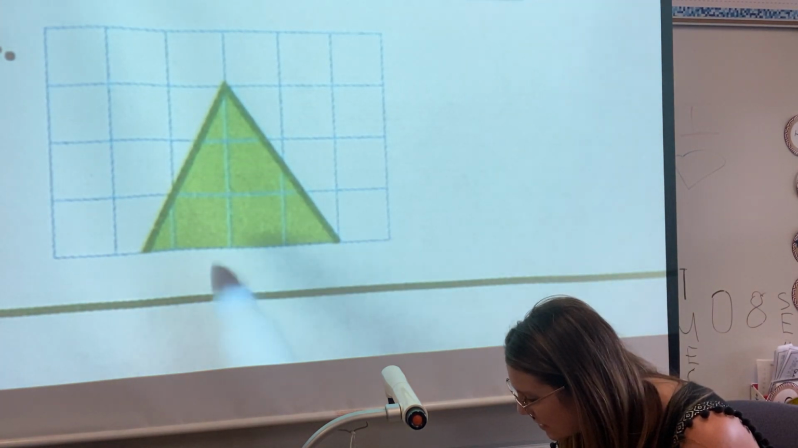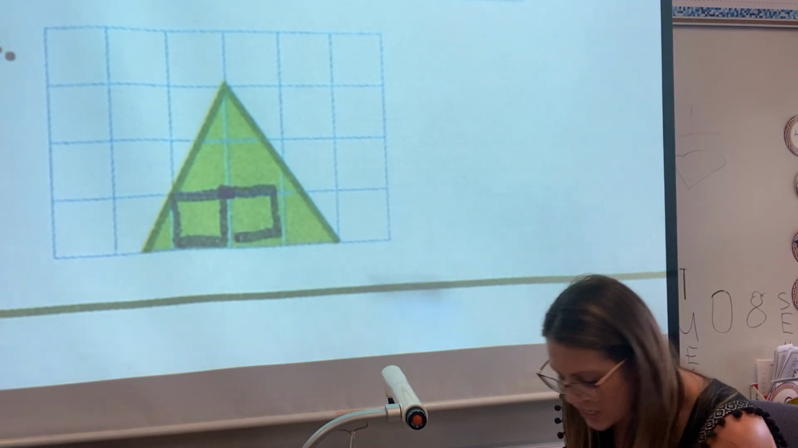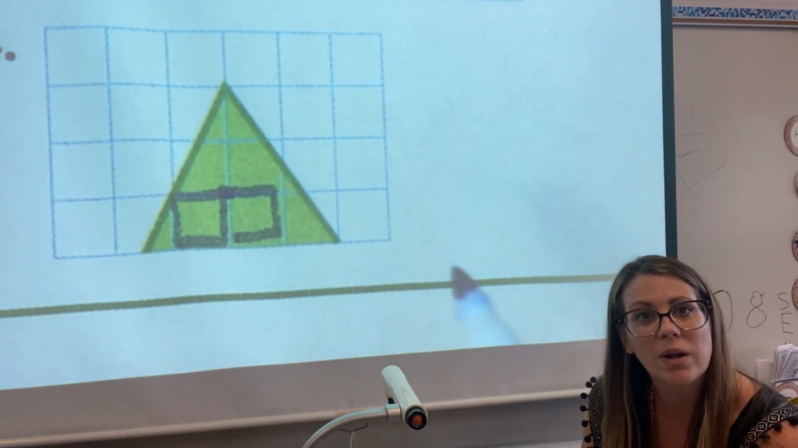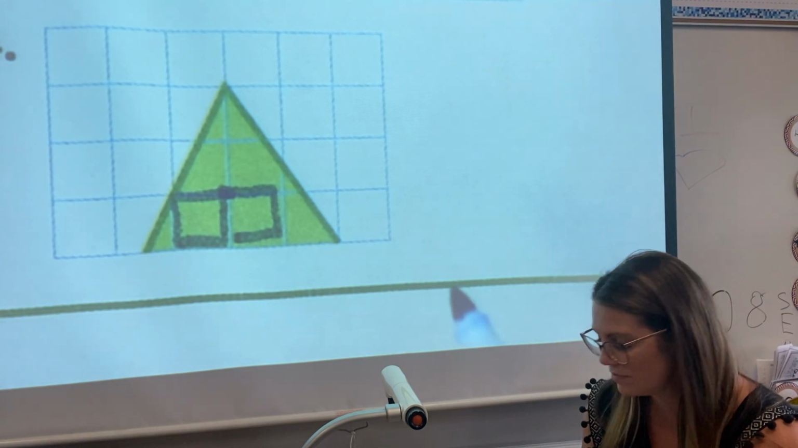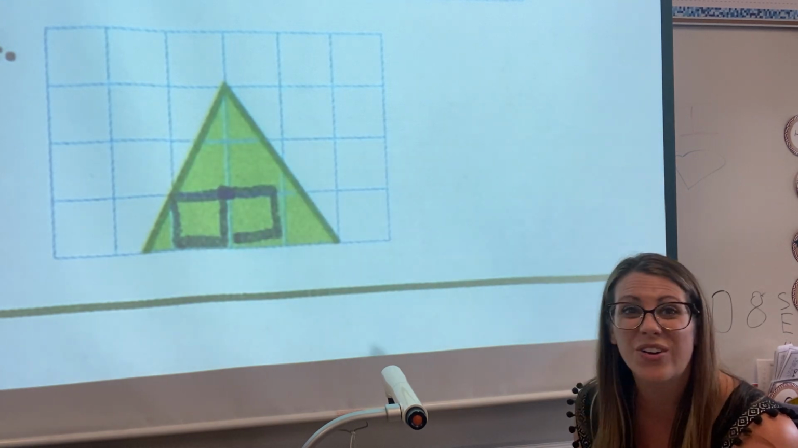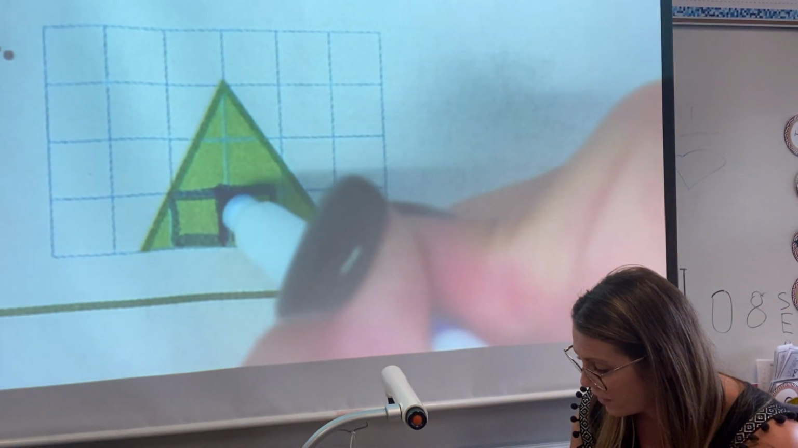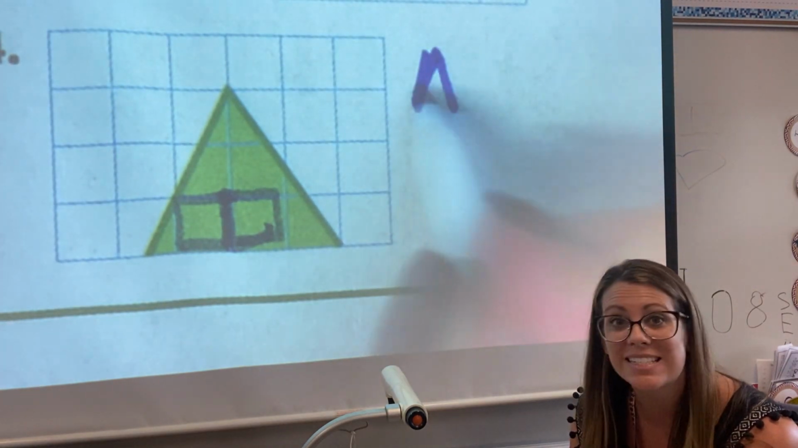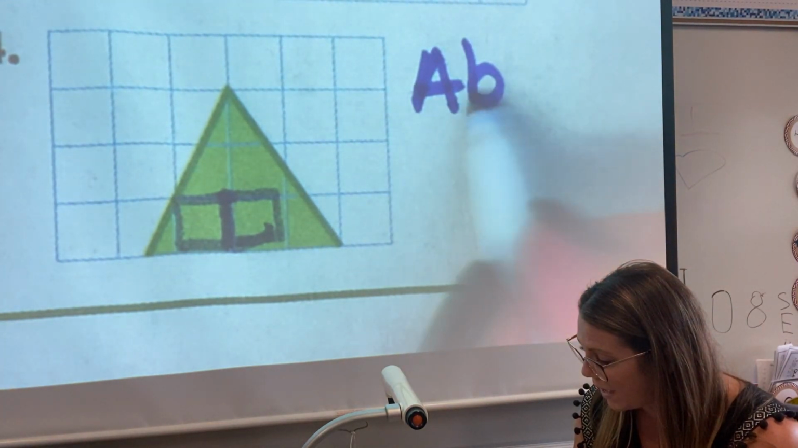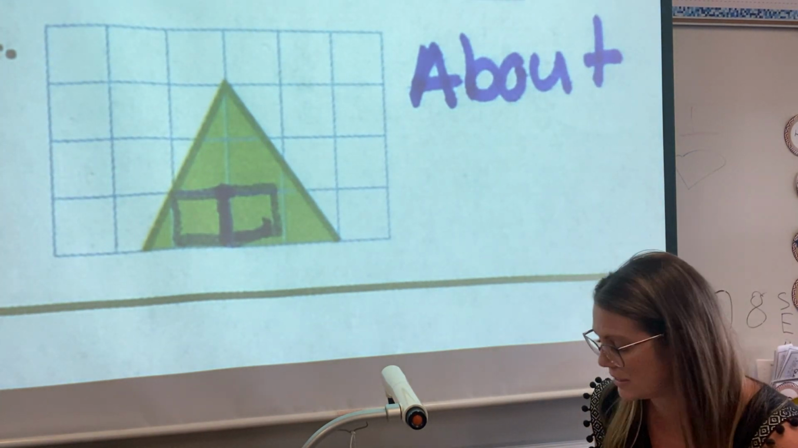When I look at this, I see 1, 2 nice full ones. What about you? But then all the other ones are not square units. They're not the total square. So I know I'm going to estimate. So I'm going to put right away "about," because that's the keyword we use when we are estimating.